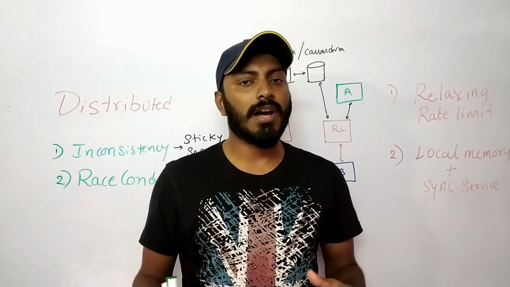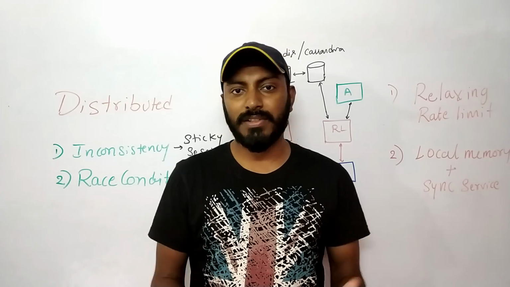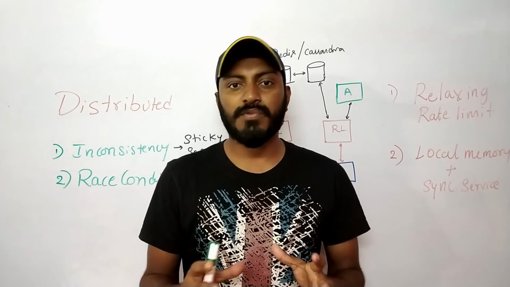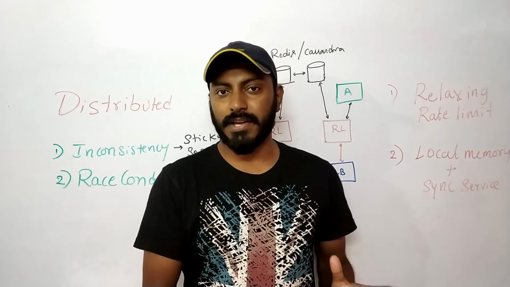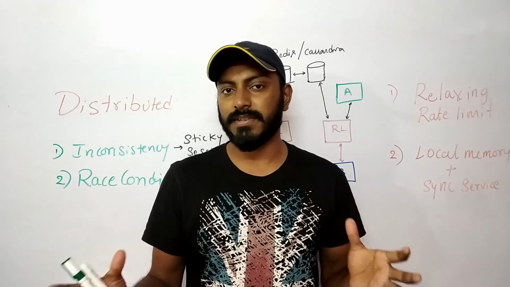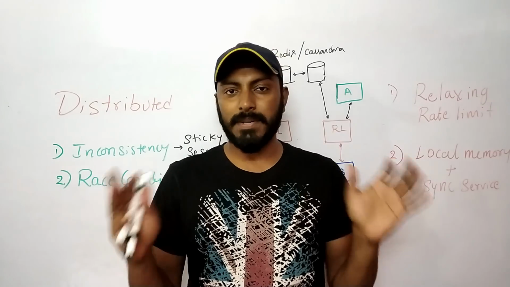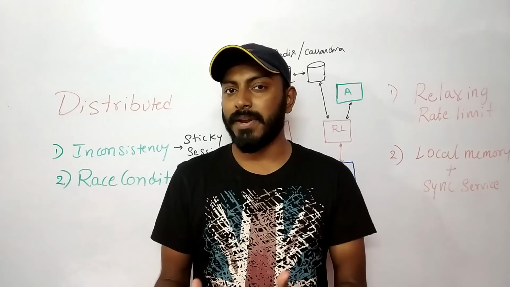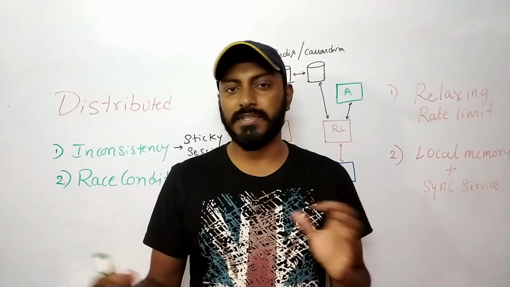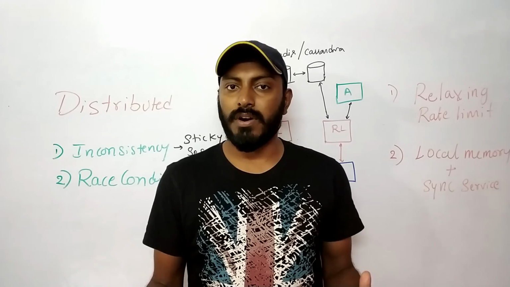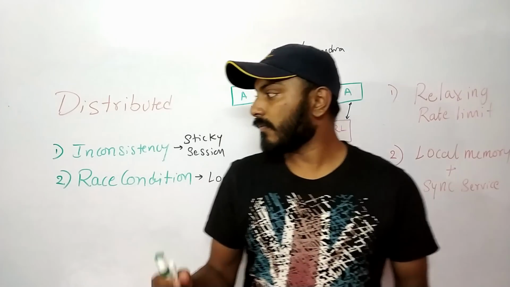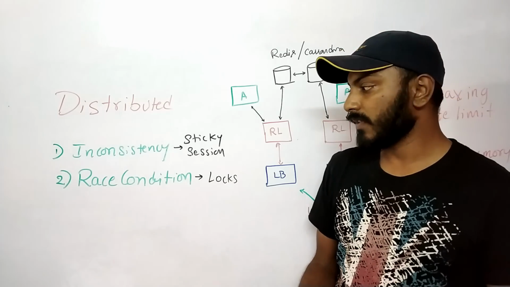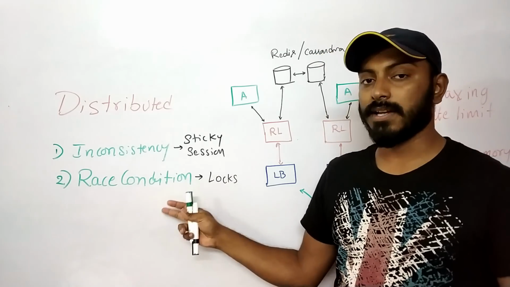So far, we learned a couple of algorithms to solve the rate limit problem. Now, these algorithms work well on a single server setup, but when we have a distributed setup with multiple nodes or multiple app servers or multiple rate limit services distributed across different regions, it won't work. The problems are, first, we will face inconsistency in the rate limit data, and the second thing is a race condition.